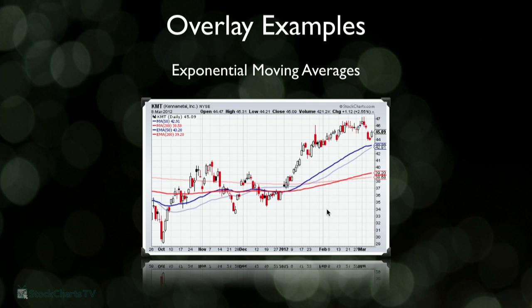SMA is kind of a slow, conservative, stodgy indicator, and the EMA is its little faster cousin, saying, hey, let's go here, let's go here. So a lot of people really enjoy using EMAs.